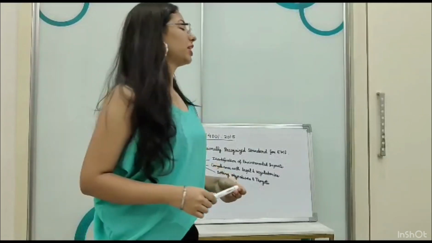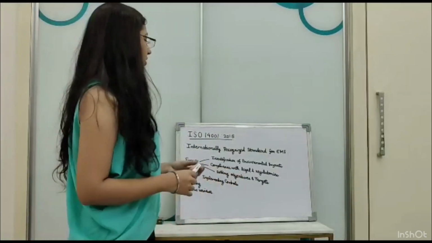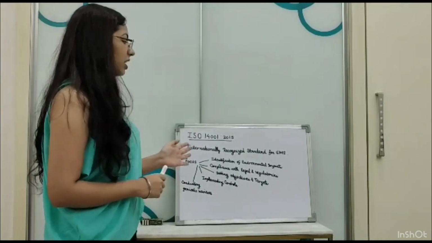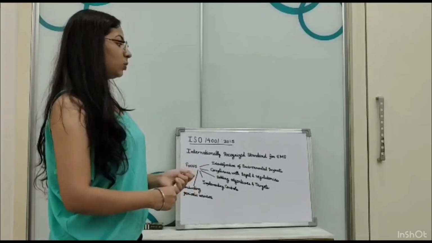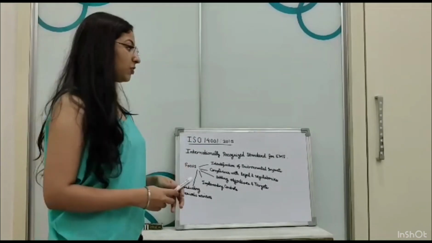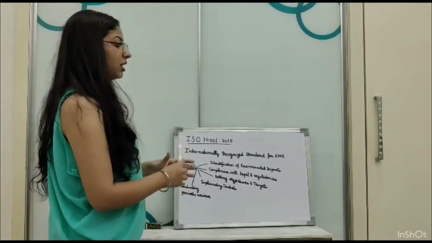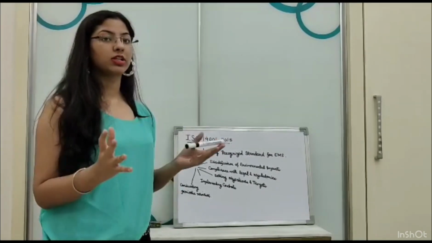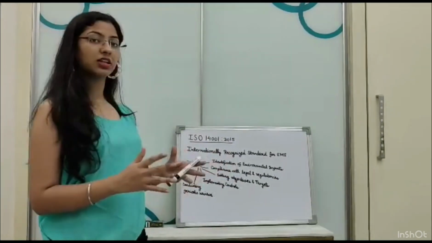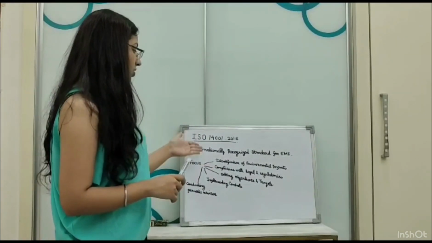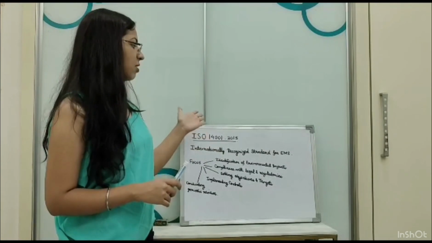So let's start by explaining what ISO 14001 really is. It is an internationally recognized standard for EMS. What is EMS? EMS is Environmental Management System. So it provides a framework that organizations can follow to effectively manage the environmental system and the policies and the rules. So the ISO focuses on identification of the environmental impacts.